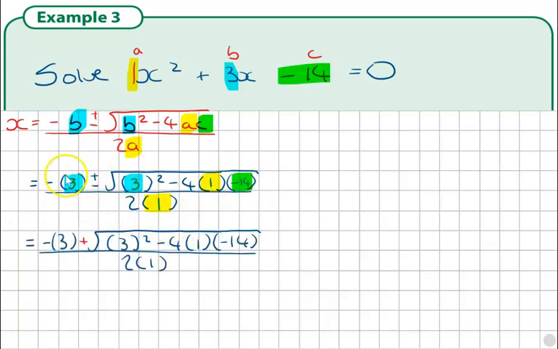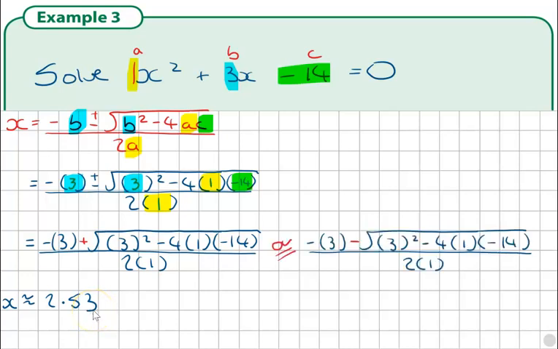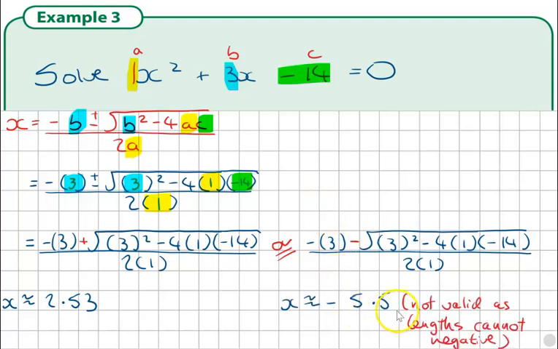So we write everything down, but instead of plus minus, we just have a plus. Stick it into the calculator, and you get approximately 2.53. And then press the back button on your calculator until you get to this plus, and just delete it and replace it with a minus, so you don't have to write the whole thing out again. And you get minus 5.5. Now this is not valid because lengths cannot be negative. So our answer is actually only going to be 2.53.